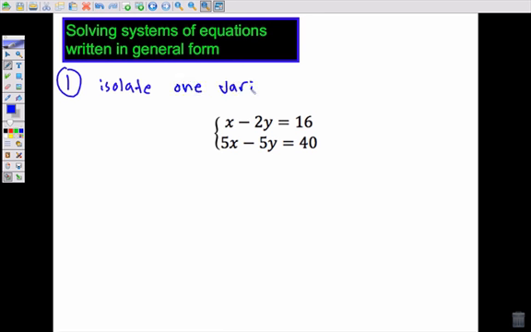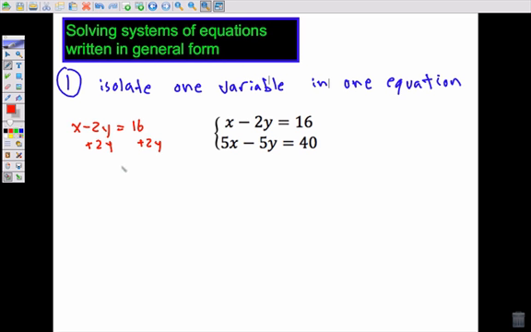one variable in one equation. So what I'm going to do, I think I'm going to solve the first one. You can do either one, it doesn't really matter. I'm just going to do the first one, so I'm going to solve this for x. So in order to solve that for x, I've got x minus 2y equals 16. I'm going to add 2y to both sides.